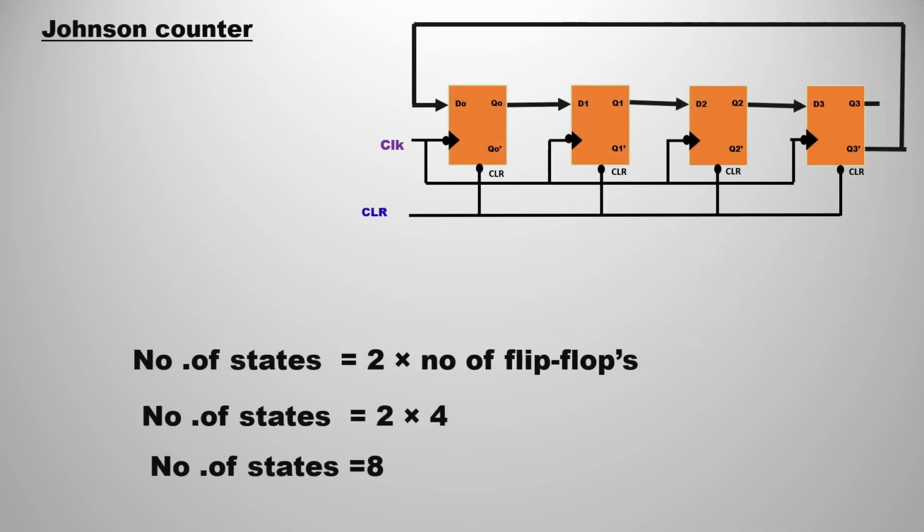If you consider the number of states in the Johnson counter, the number of states is equal to twice the number of flip-flops. In this case we have 4 flip-flops, so in this Johnson counter the total number of states is 8.